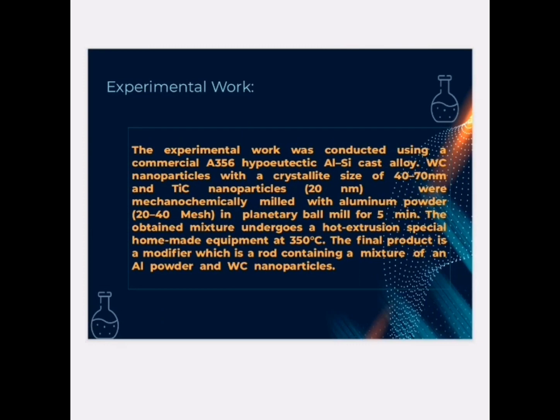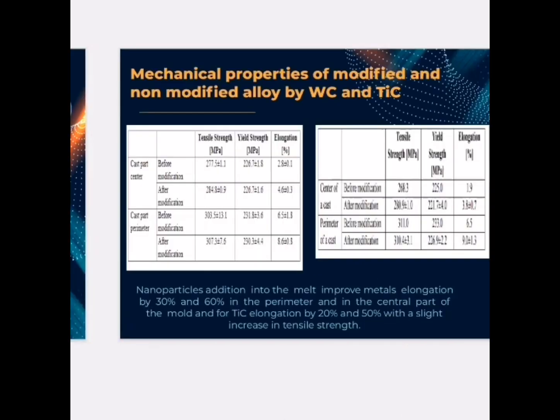In this experiment, WC in the range of 40 to 70 nanometer and TiC in the range of 20 nanometer were added separately into aluminum silicon alloy, and then these were heated by using home equipment at about 350 Celsius for 5 minutes. The product is basically aluminum powder mixed with WC and TiC nanoparticles separately.